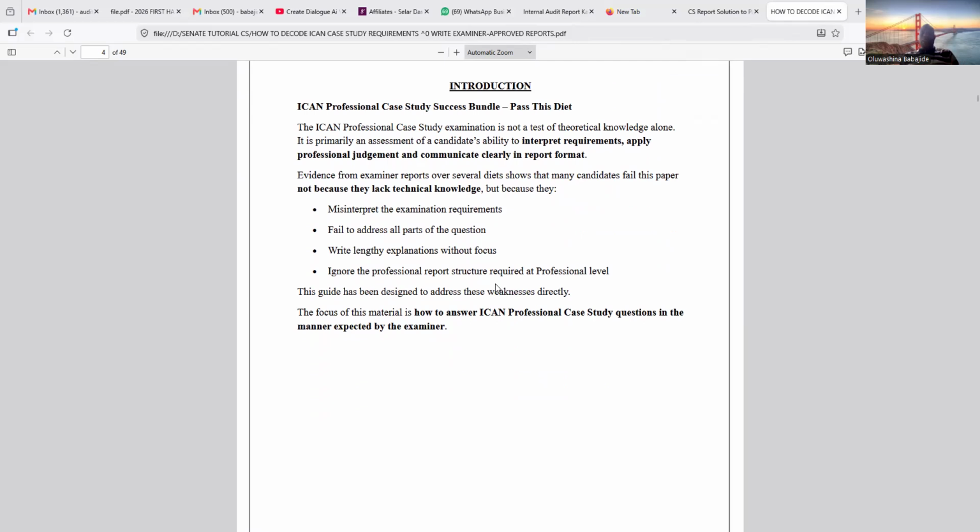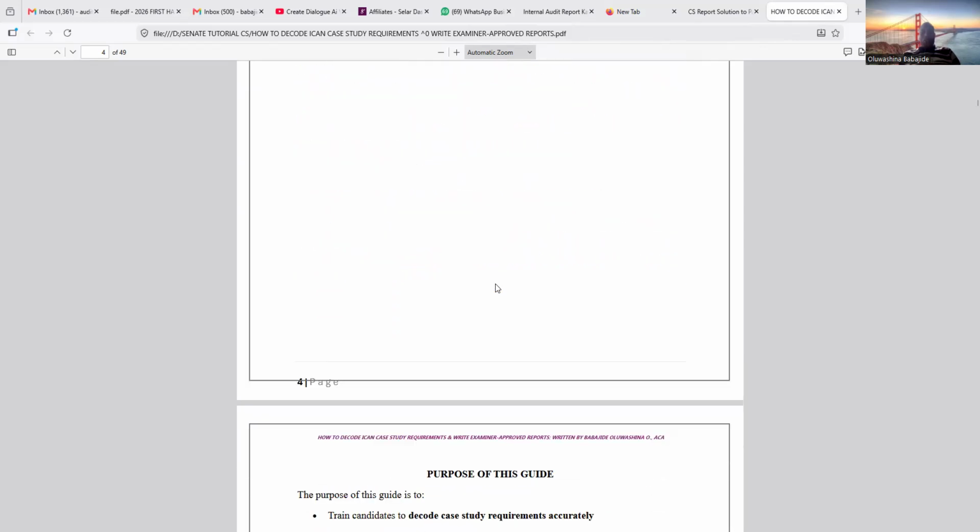This guide has been designed to address these weaknesses directly. So we address it. That's what this guide is all about. We address all the weaknesses of every student. The focus of this material is how to answer ICAN professional case study questions in the manner expected by the examiner.